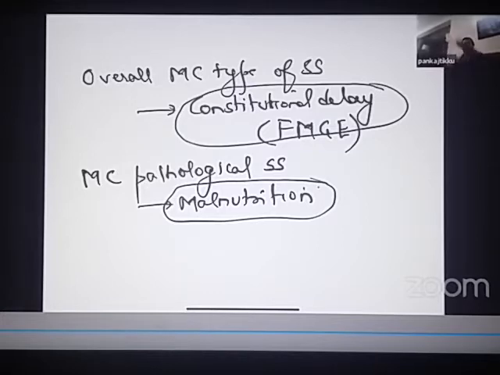Remember, pathological short stature: disproportionate, proportionate. Disproportionate, infantile disproportion, advanced disproportion. And proportionate, chromosomal disorders, endocrinal disorders, malnutrition, systemic diseases. Among all pathological short statures, which is the most common? It is malnutrition. So both of them are very, very important questions for your exam. Most common type of short stature, constitutional delay. Most common type of pathological short stature is malnutrition.